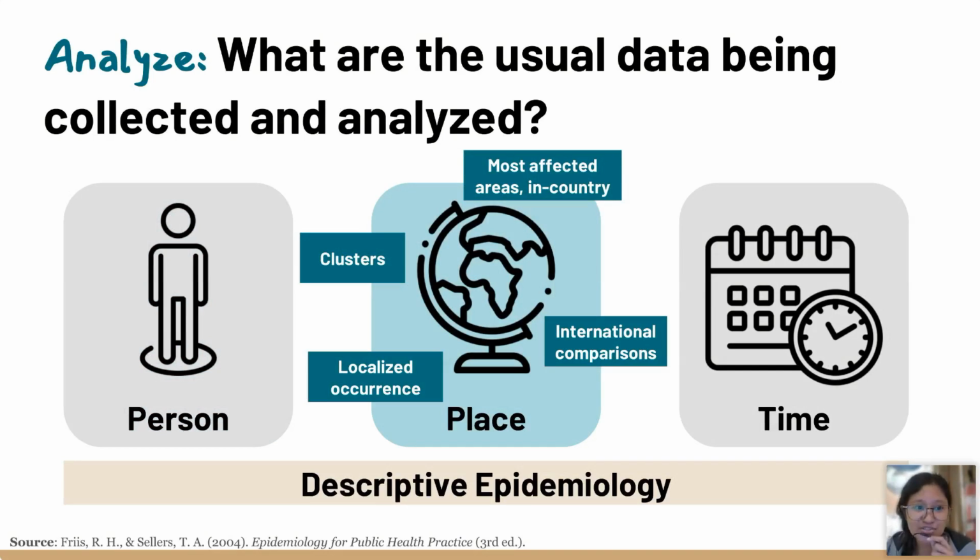So for analysis in terms of place, we can look at clusters of cases, which is defined differently depending on the disease and is also a function of time and place. Another is checking which area within a country is most affected, or comparing cases across different countries, or maybe checking if there is a localized appearance of the disease.